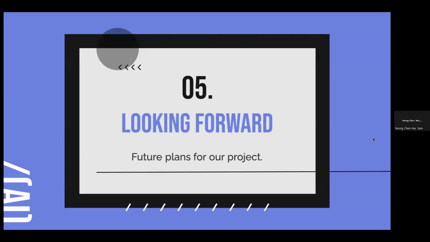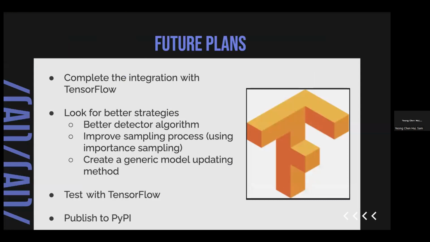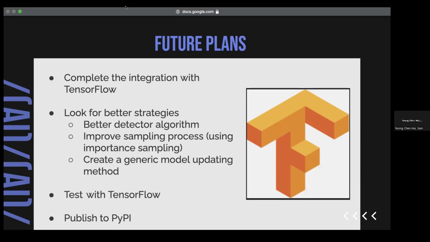Next slide. So for the future plans of our project, with more time on our hands, we look forward to completing the integration with TensorFlow, and also look for better strategies for a better detector algorithm, like improving the sampling process, using importance sampling, for instance, and also creating a generic model updating method. Further, we would like to do extensive testing of the code using TensorFlow to ensure that our project works perfectly. And at the end, we would like to publish it as a Python package on PyPI.